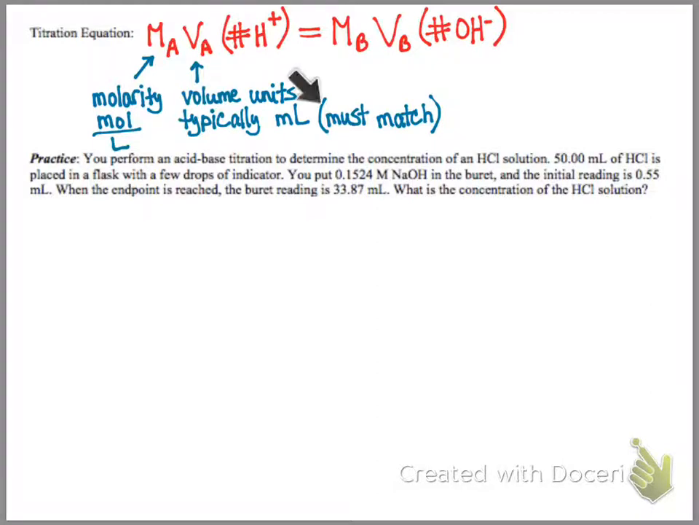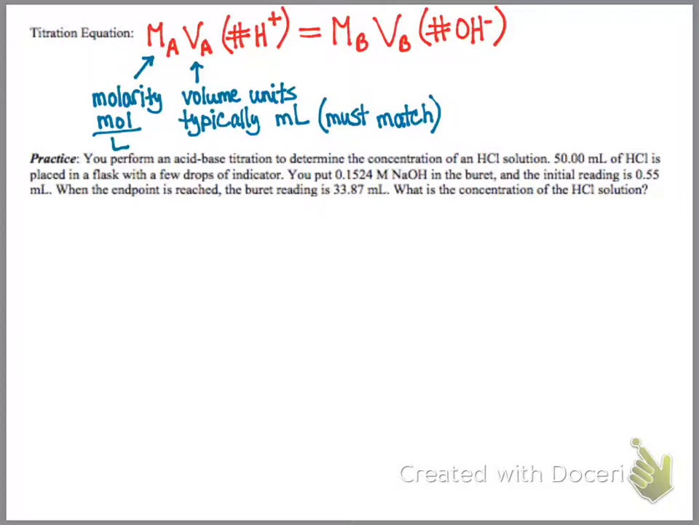And that is equal to the molarity of the base times the volume of the base times the number of hydroxides in the base. Again, if it was sodium hydroxide, this would be a 1. If it was calcium hydroxide, the number of hydroxides would be 2, etc.